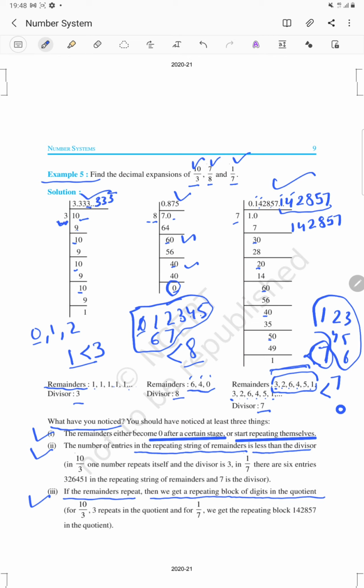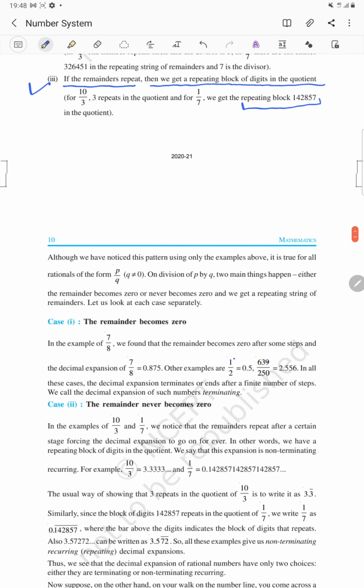So digit 3 is repeating. And here in the third case, all these 6 digits, 142857, this whole bunch is repeating. So the repeating block is 142857. Let us go to the next page.